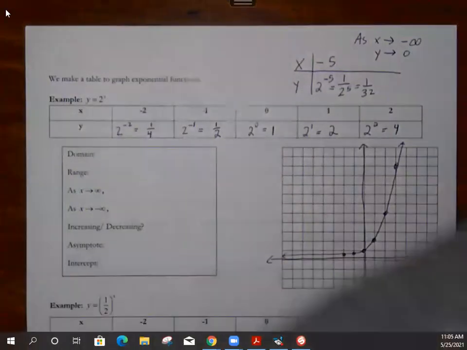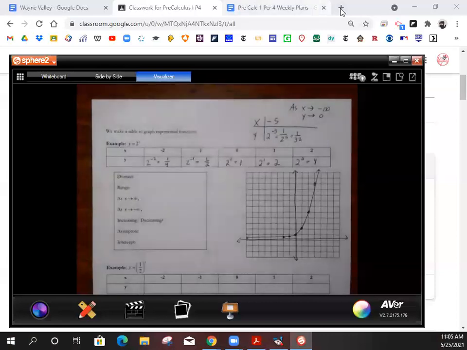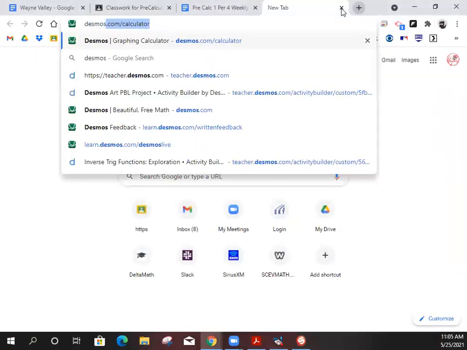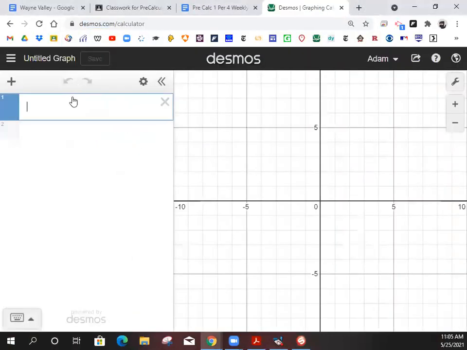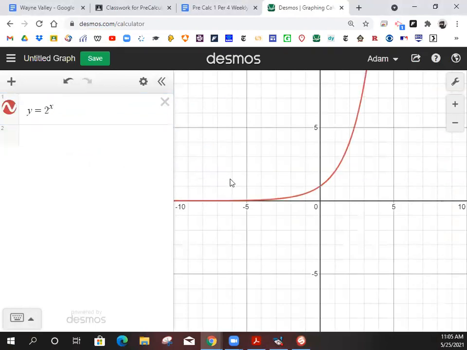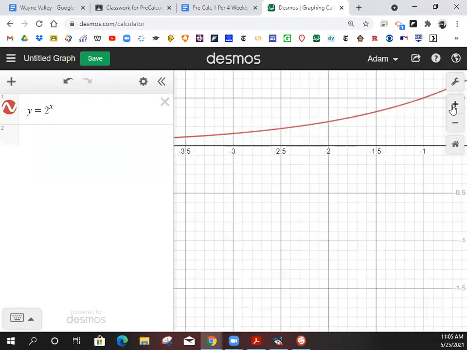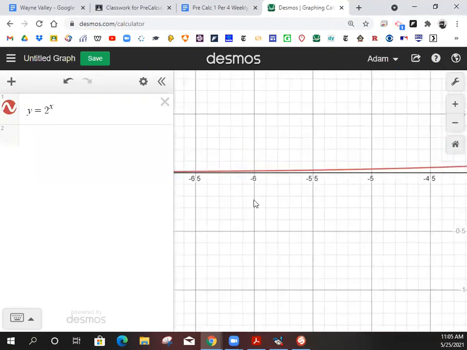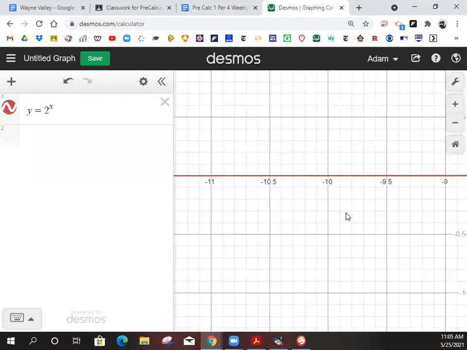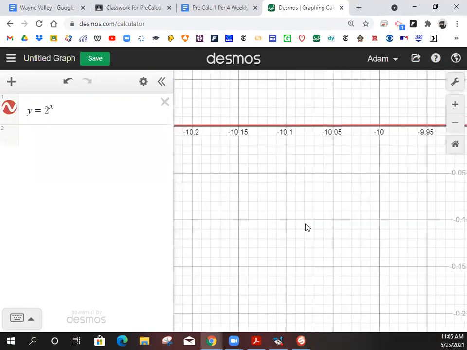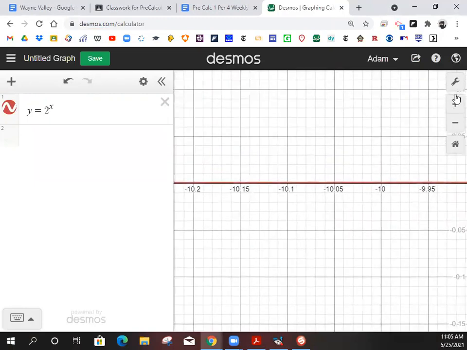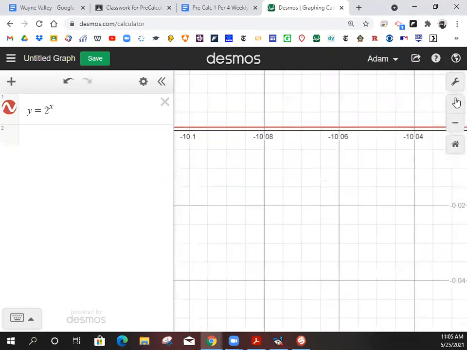All right, and let me show you a quick example on Desmos. So y equals 2 to the x. All right, so it looks like it's touching the x-axis, but if you zoom in, it never actually touches it. And then here, now it's touching the x-axis, but zoom in. See, it's not. It's just going to get infinitely closer to the x-axis and never actually touch it.